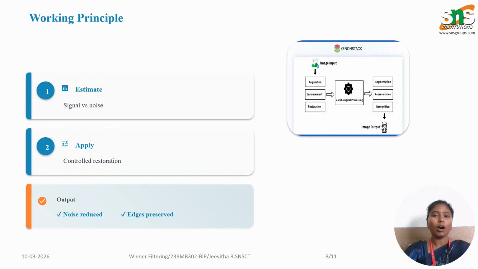Let us now see how the Wiener filter works step by step. First, it estimates the relationship between the signal and noise. Then, based on the estimation, it applies controlled restoration. The final output has reduced noise, preserved edges, and fine details. So, instead of over-smoothing or over-sharpening, it provides a balanced result. This makes Wiener filtering highly effective for real-world applications.